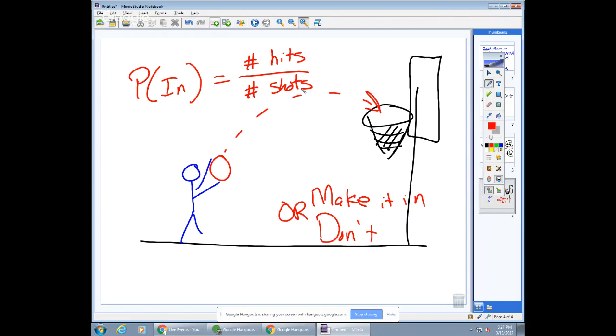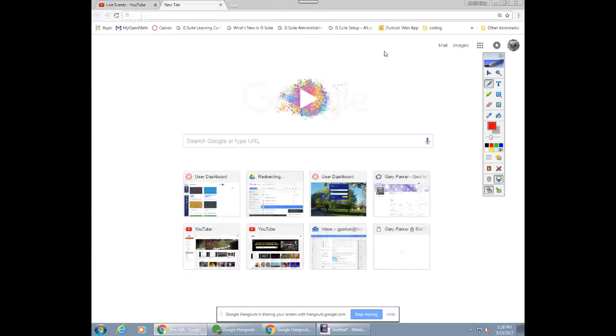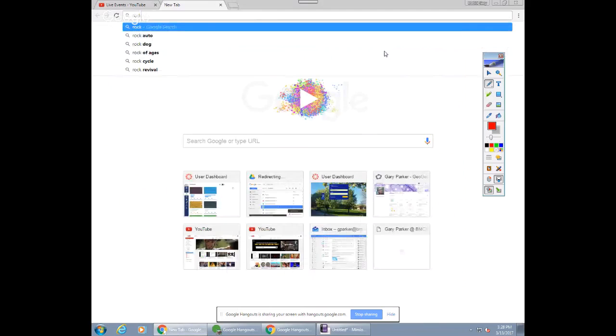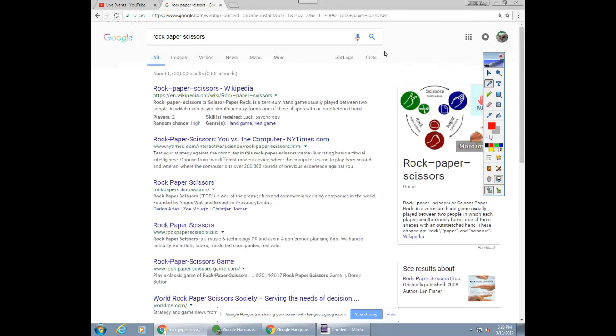Does everybody know what rock, paper, scissors is? Not sure? Oh, you're kidding? Okay. For those of you out there that don't, I bet Wikipedia has an article on rock, paper, scissors. They have an article on everything. Rock, paper, shotgun? What? I've never heard of that one. That's interesting.